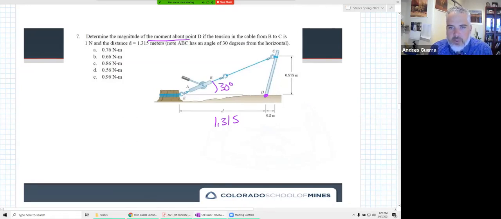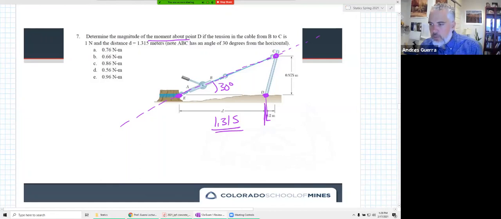And so we think about, okay, we know our line of action is here. And remember, because of the principle of transmissibility, we can use any point on the line of action. Now, in terms of our location relative to D, where do we know on the line of action? We know point E. We know where that is on the line of action, right? It's 1.315 from D horizontally, or we know this point on the line of action. So we could use either one of those points for our 1 Newton that's applied to this.